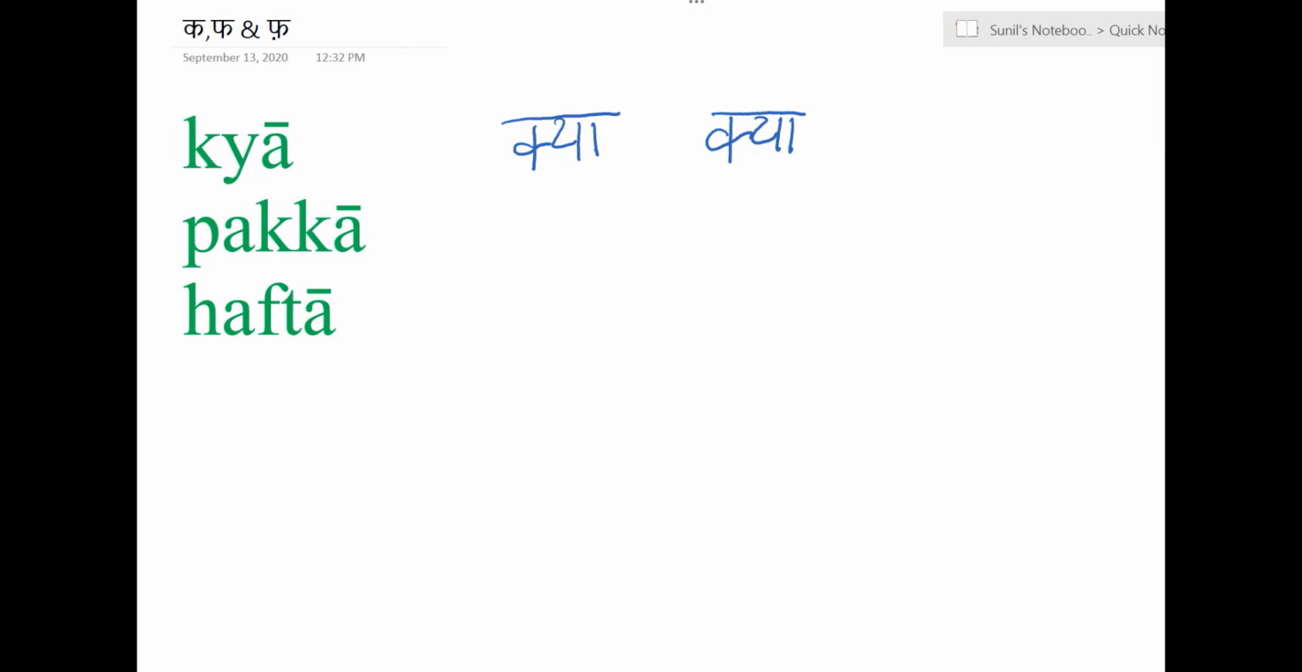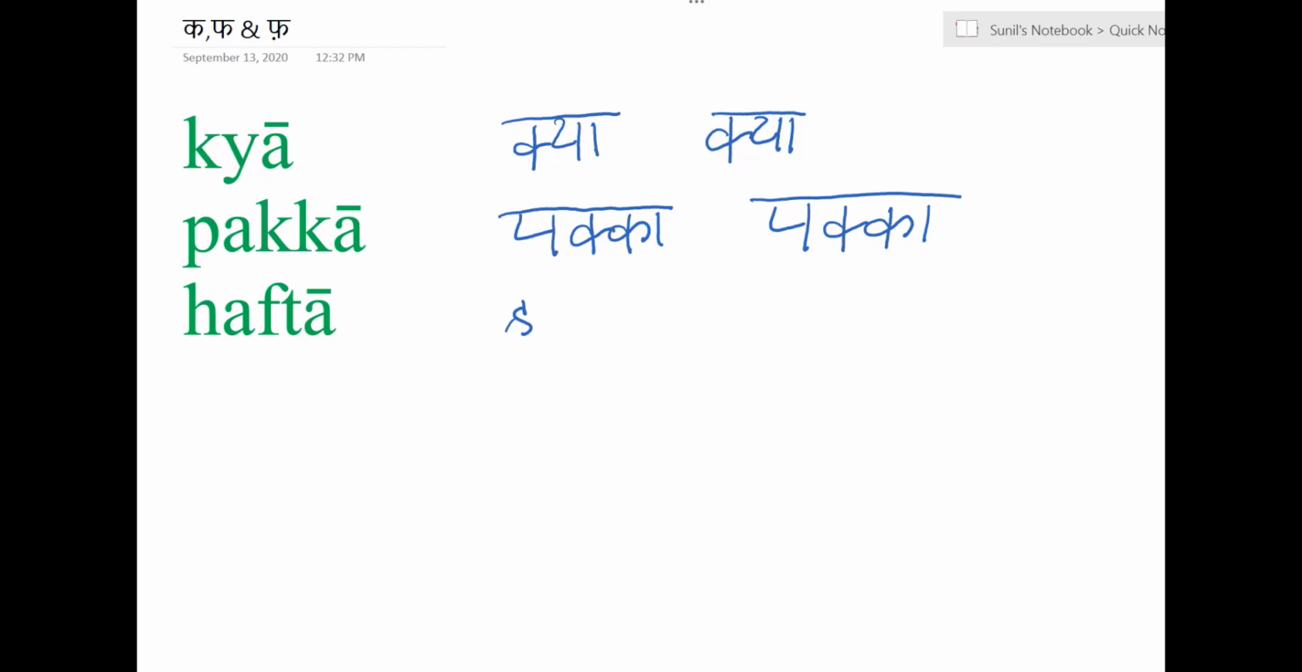kya, pakka. Pa has a ki matra, so pa has inherent a, so you don't do anything. Then you have ka, and the ka is joined by another ka. So the first ka will lose half of its tail, and then join ka, and then ka has long a, pakka. Pa, ka, ka, pakka.